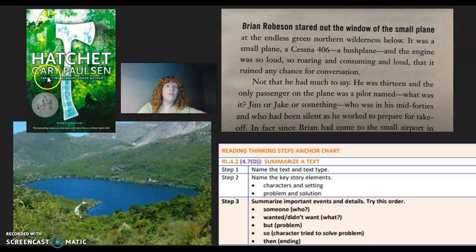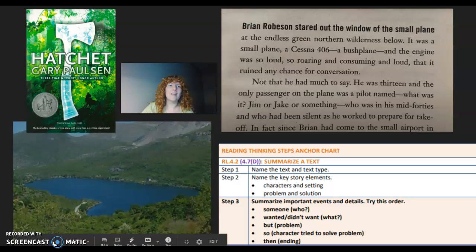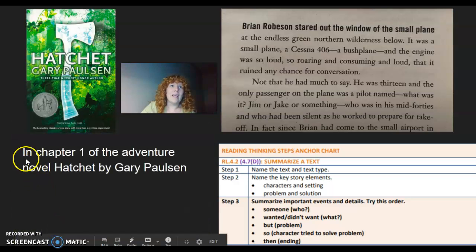Well, I know that the title is Hatchet by Gary Paulson. I always have to include my author in my summary. And based on what I read yesterday, I know this is an adventure novel. I got the first part. Now I can write it down. In chapter 1 of the adventure novel, Hatchet by Gary Paulson. Now I can go to step 2.